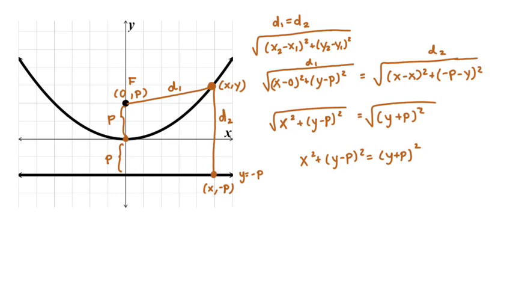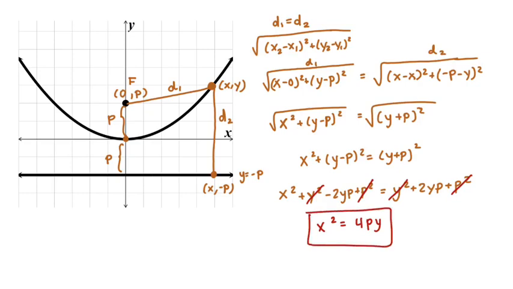And then I'm going to FOIL. This is x squared plus y squared minus 2yp plus p squared, which is equal to y squared plus 2yp plus p squared. What happens? Well, the p squareds cancel, the y squareds cancel, and we are left with x squared equal to 4py. Guess what? That becomes the equation of a parabola following the geometric definition. On the next slide, that's where we're going to start writing things out.